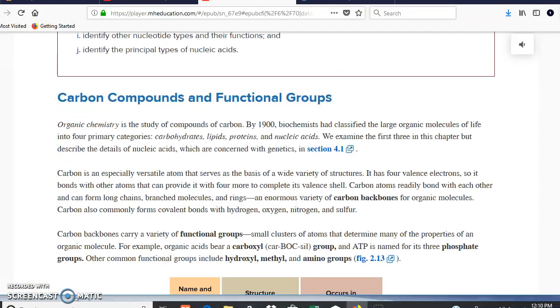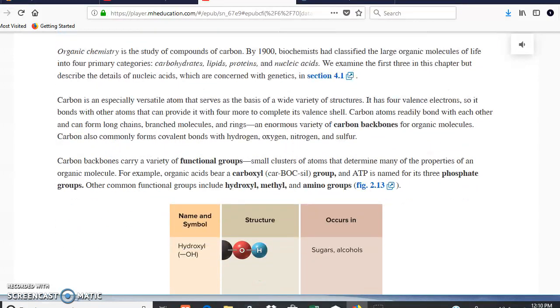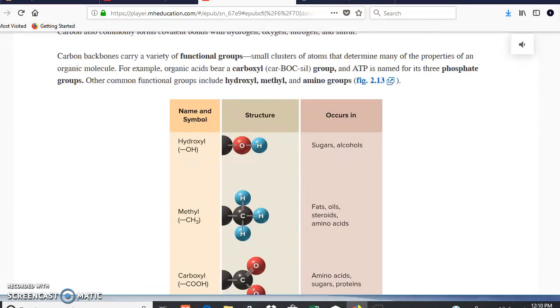Okay, the next topic is organic compounds. An organic compound is most of the time considered to be one that contains carbon. Okay, so if it contains carbon, it's considered an organic compound, but not all compounds that have carbon are organic, such as, for example, carbon dioxide. Carbon dioxide has carbon, but it's not considered an organic compound.